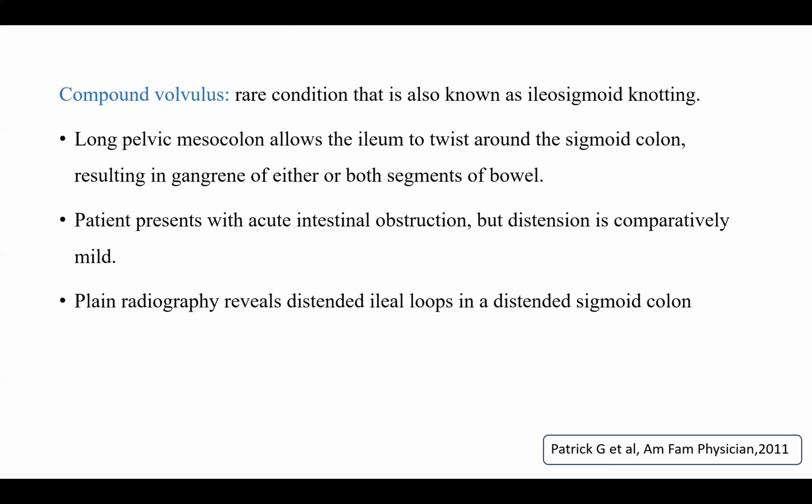Coming to compound volvulus, which is a rare condition also known as ileosigmoid knotting. In this, the long pelvic mesocolon will allow the ileum to twist around the sigmoid colon, resulting in gangrene of either the ileum or the sigmoid bowel, and the patient presents with acute intestinal obstruction, but distension is mild. On plain radiography, there will be distended ileal loops and a distended sigmoid colon.